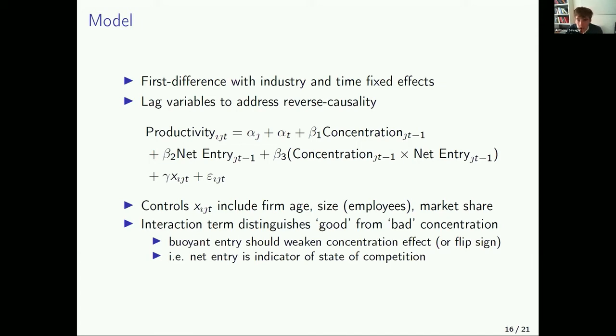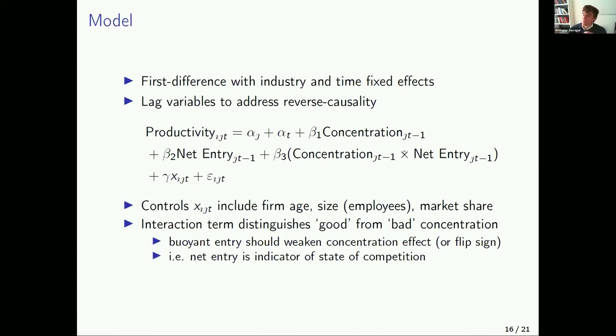Controls in this are going to include age, size, market share, and various other things as well, just to test that these results hold. And this interaction term is designed to, so we have net entry here, which is another indicator of competition. We have an interaction term, which is designed to distill so-called good concentration from bad concentration.